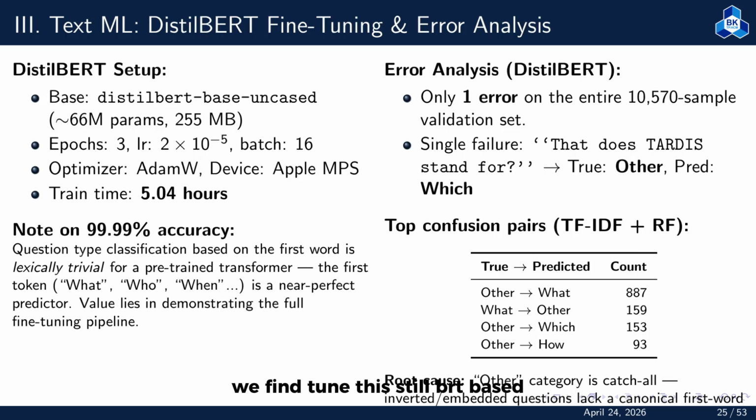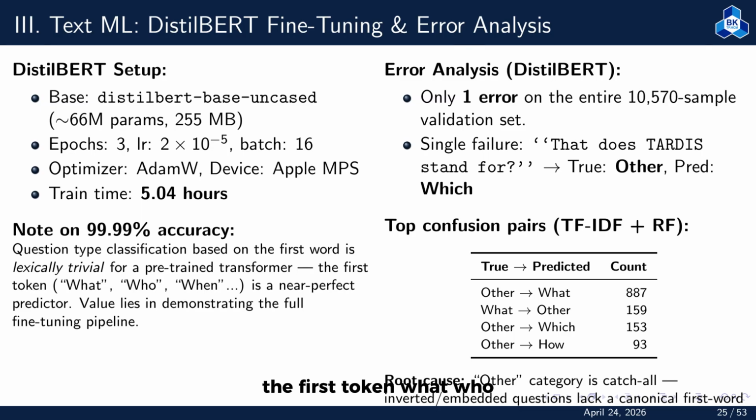We fine-tuned DistilBERT base uncased on SQuAD for 3 epochs using Adam optimizer at a learning rate of 2e-5. Training took 5 hours on an Apple M series GPU via MPS acceleration. The result is 99.89% accuracy, and I want to be transparent about why. Question type classification based on the first word is actually lexically trivial for a pre-trained transformer.